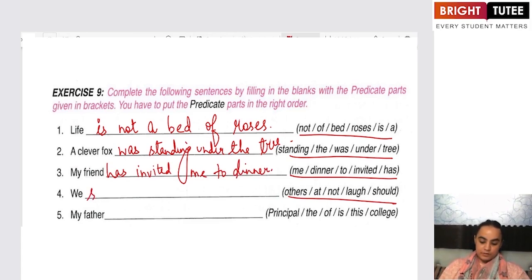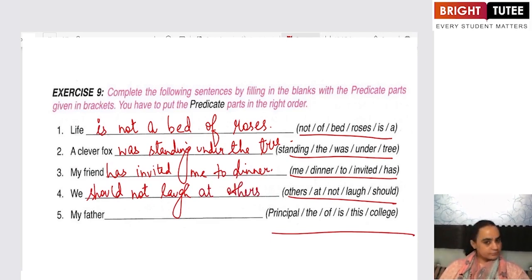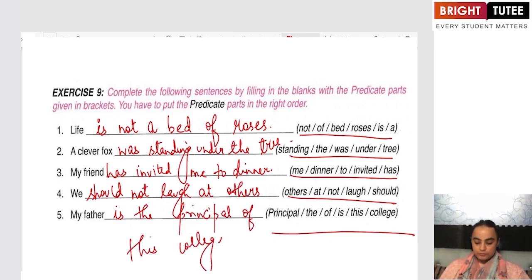We should not laugh at others. My father is the principal of this college. So you see, my dear students, we simply rearranged the predicates so that they could make sense.